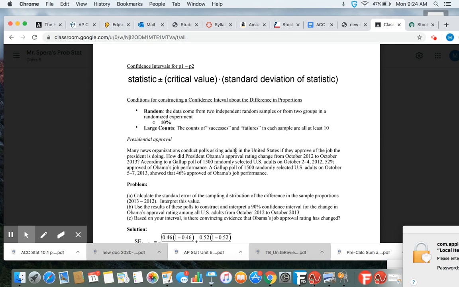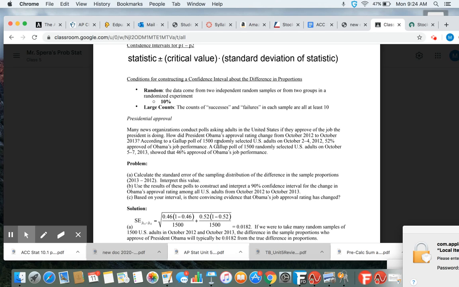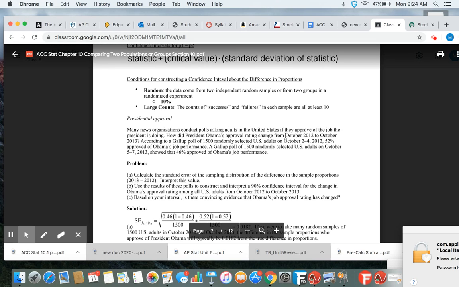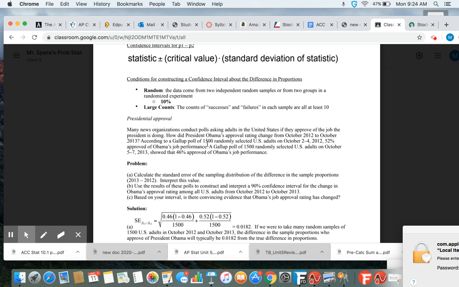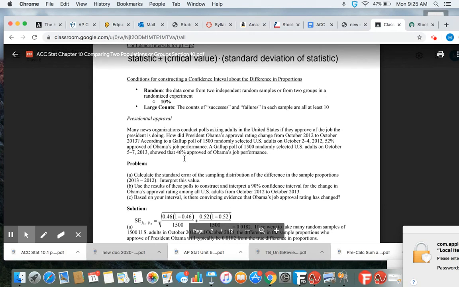Okay, so for confidence intervals, we kind of know a lot of this stuff. We're told in this example here that many news organizations conduct polls. This one was done during President Obama's second term. So this was done to see his approval rating in October of 2012 compared to his approval rating in October of 2013. So the Gallup poll asked 1,500 randomly selected U.S. adults: do they approve? And it was 52% compared to 46% a year later.